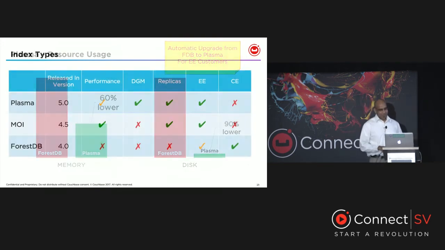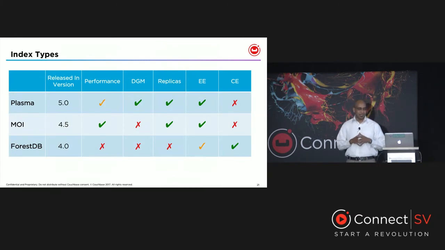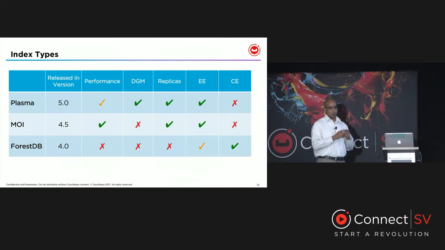Okay. So a summary of different things. Essentially, this is an important slide in terms of the overall scheme of things of different storage options. And one thing that I forgot to mention was Plasma is the default standard GSI with 5.0. So for our EE customers, let's go from left to right, right?